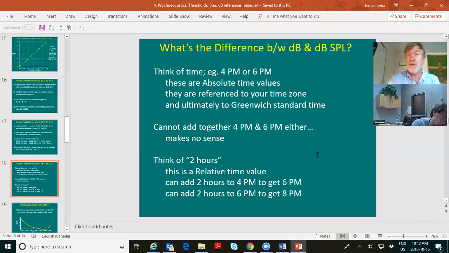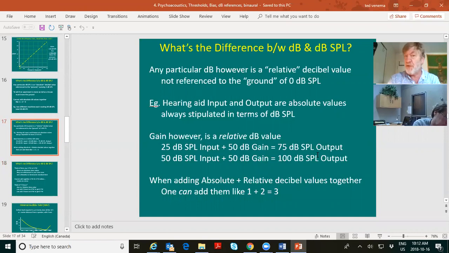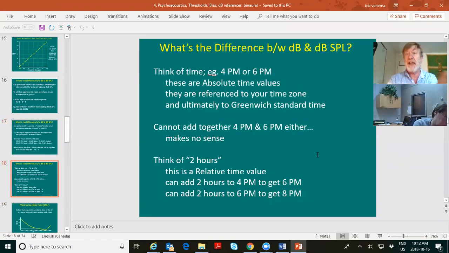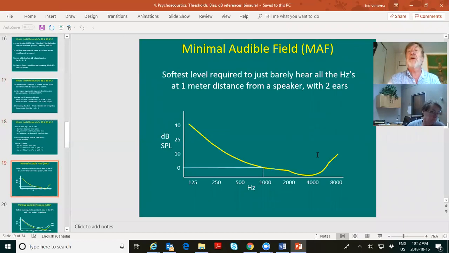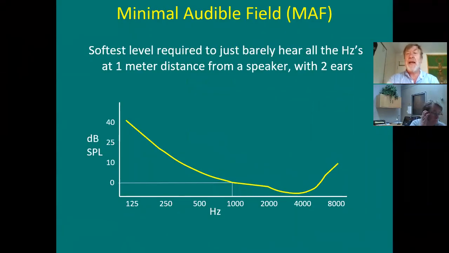So read the slides carefully here, because this is a verbal description of what I just talked about, and this slide is giving that example of time. Here's minimal audible field. Very important slide, so important that I'm going to make it even larger. Okay, MAF. Read what it says in white. It's the softest level required to just barely hear all the frequencies at 1 meter distance from a speaker with two ears, not just 1,000. It's all the different frequencies.